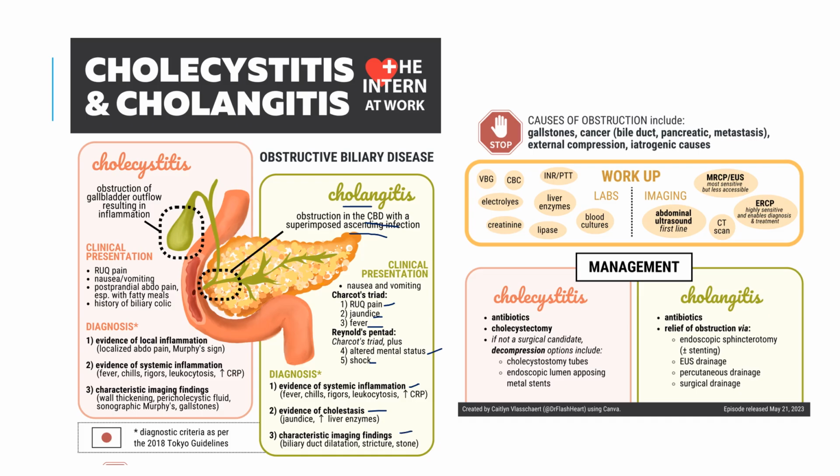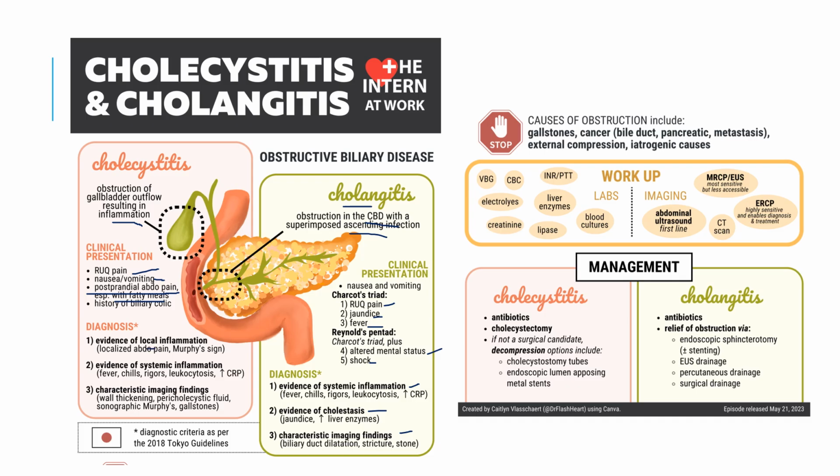Now, what is cholecystitis? It is obstruction of gallbladder outflow resulting in inflammation of the gallbladder itself. Okay, so again, there can be right upper quadrant pain, nausea, vomiting, and there is postprandial abdominal pain, especially with fatty meals. Okay, when there is excess secretion of bile and it cannot flow into the tract because of some outflow tract obstruction, that is when you're having inflammation of the gallbladder and you're having pain especially after having a heavy fatty meal. And there is history of biliary colic.